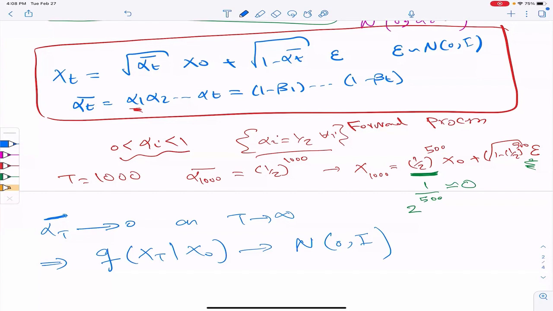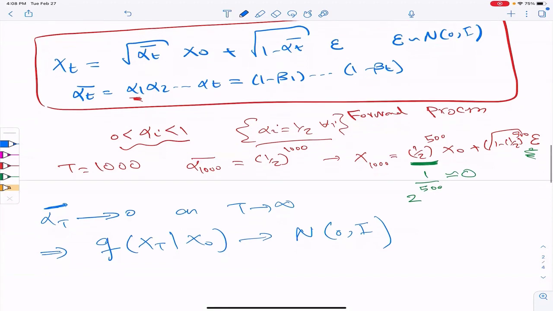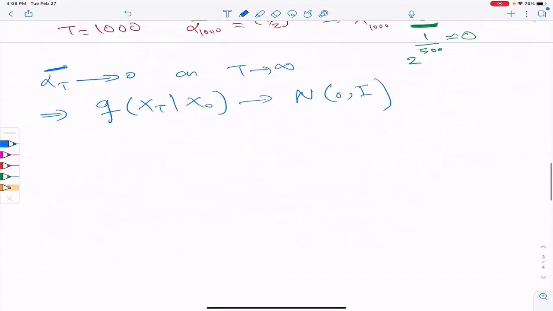Make sense? Let me pause and see if there are any questions before I move forward. All right. If not, let's see why we are adding noise to the input.